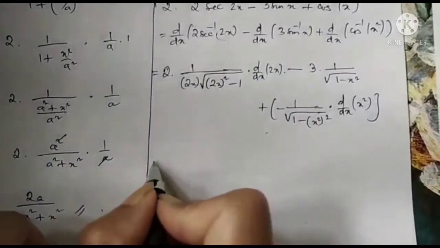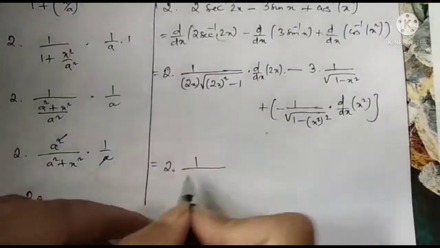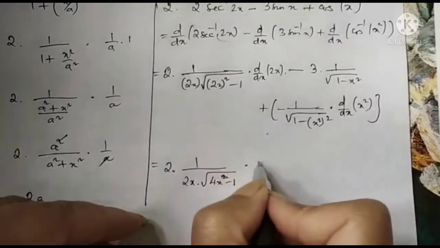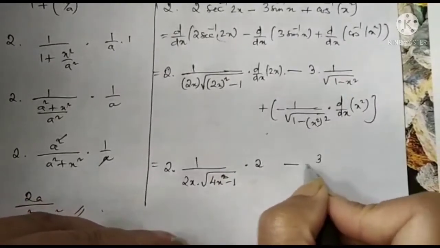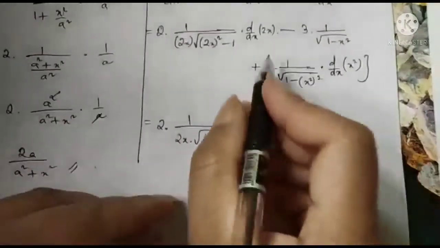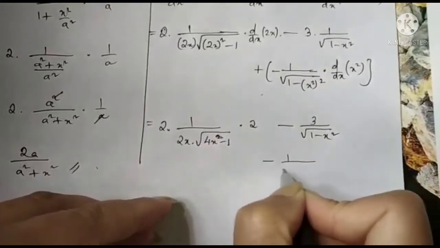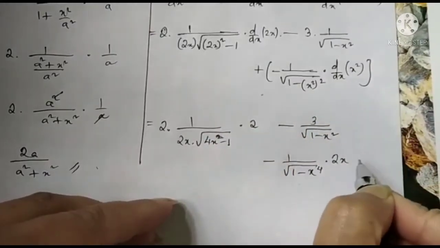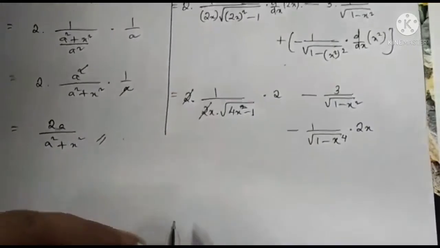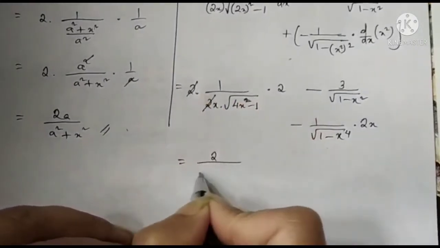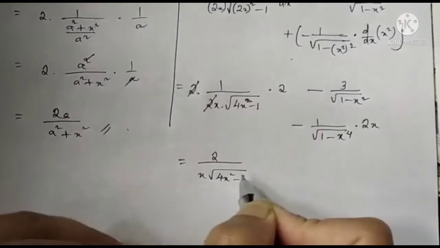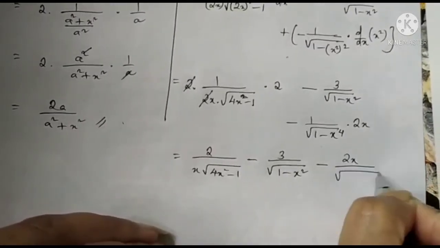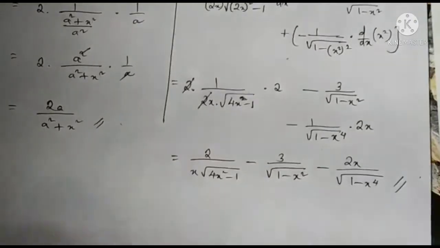Okay, now open your brackets. You will have 2 into 1 upon 2x into root over 4x square minus 1, into d by dx of 2x, which is 2, minus 3 upon root over 1 minus x square, plus minus 1 upon root over 1 minus x square whole square, which is x to the power 4, into d by dx of x square, which is 2x. 2 gets cancelled, so you are left with 2 upon x root over 4x square minus 1, minus 3 upon root over 1 minus x square, minus 2x upon root over 1 minus x to the power 4. This is your final answer.